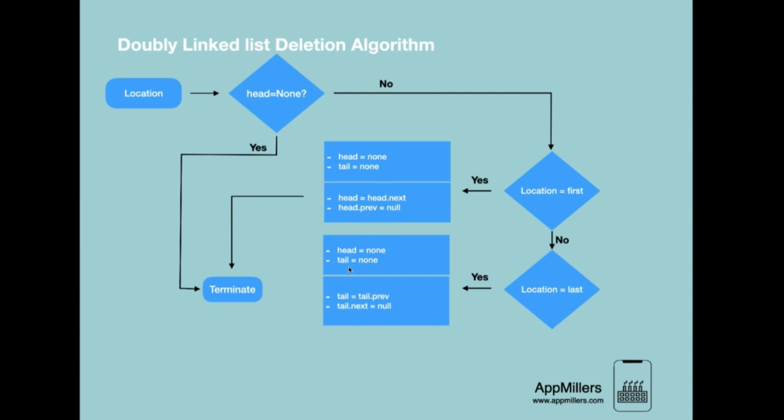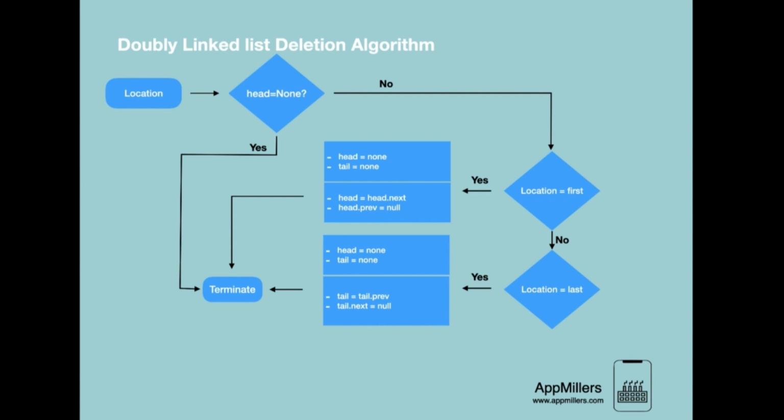Then the next case is if we have more than one node in our double linked list. So in this case, we need to create a link between tail and the node that is located before last node, and then we need to set this node's next reference to null. So by setting tail to tail previous and tail next to null, we are doing this operation over here. So after doing this, the deletion of a node from the end of double linked list is complete. So we terminate our algorithm over here.